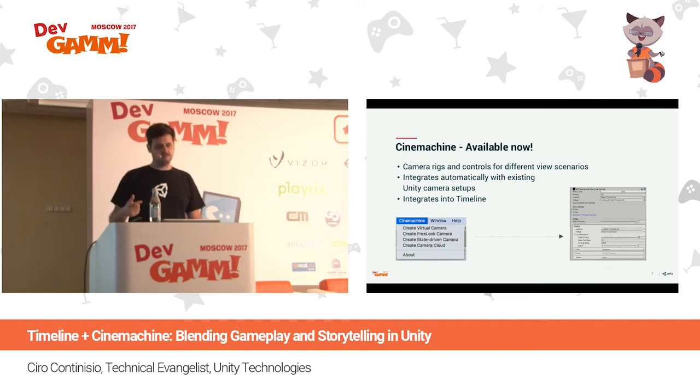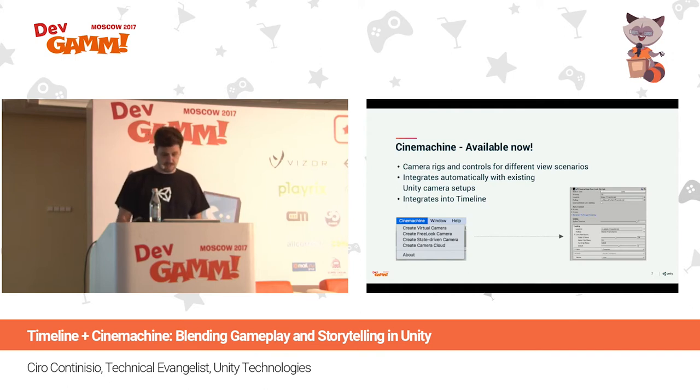But in future versions of Unity, it's going to be completely integrated. So it's going to be part of the editor. You don't need to download it anymore. It integrates automatically with existing Unity camera setups. So if you have already a camera in your game, I'm going to show you, it's really easy to put Cinemachine in without touching the camera. And it also integrates with Timeline. So it plays well if you want to create a cutscene.